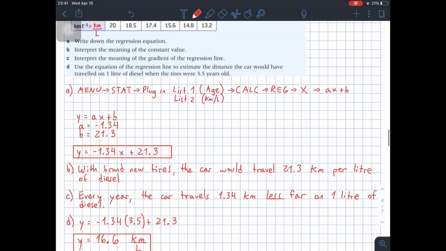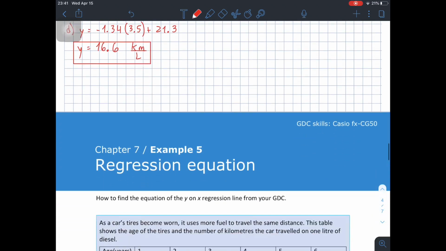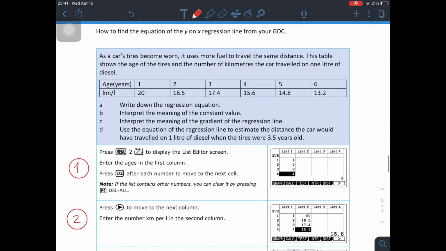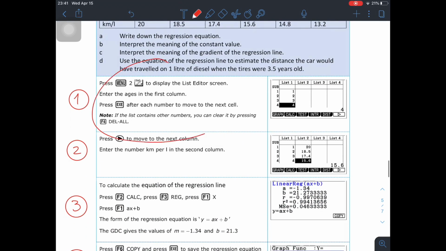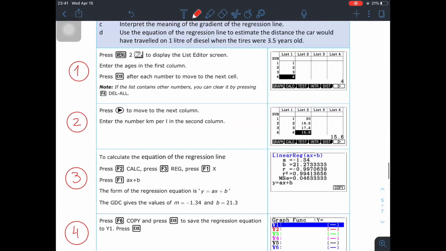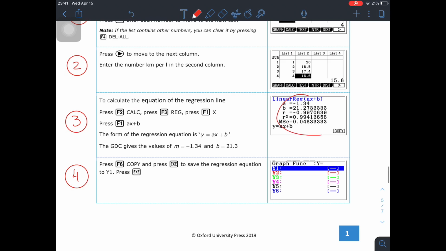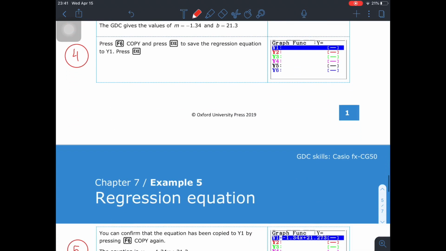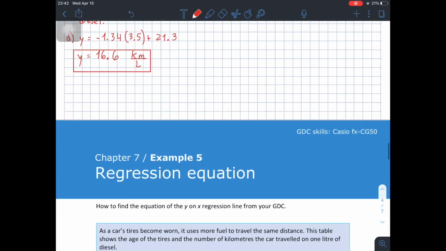In case you didn't understand the explanation of how to use your calculator to calculate the regression line, I've left this same problem solved in a PDF version. So here you have all of the different steps. I think there are 6 steps. Yes, 6 steps for you to follow and find the equation of the regression line. Okay, so this is just for you to keep a record.